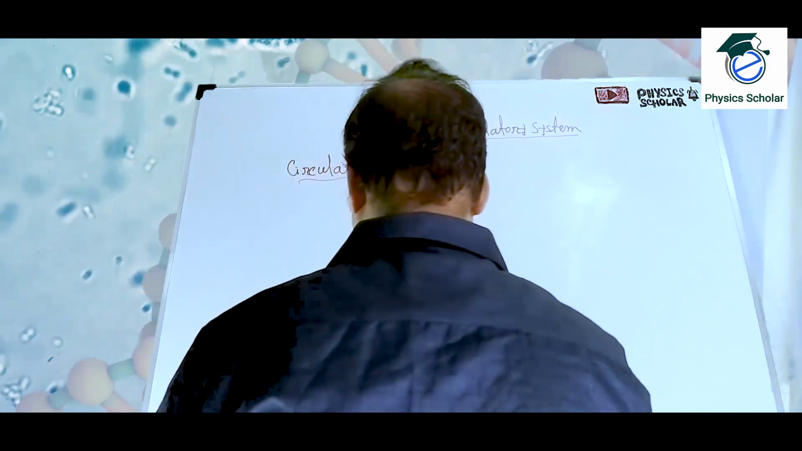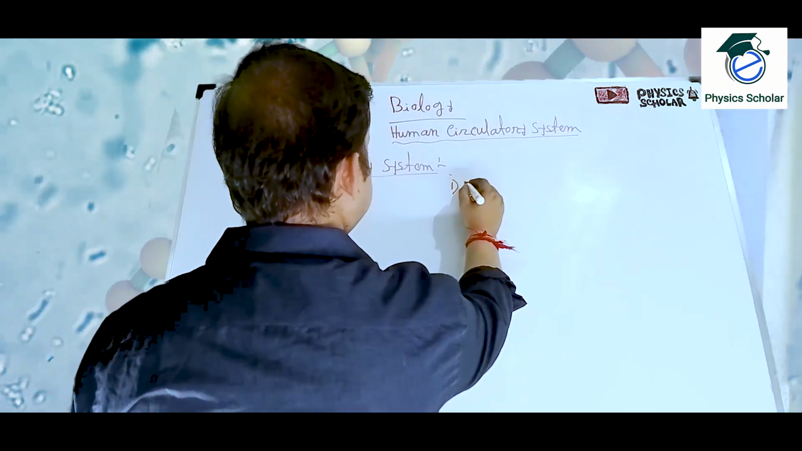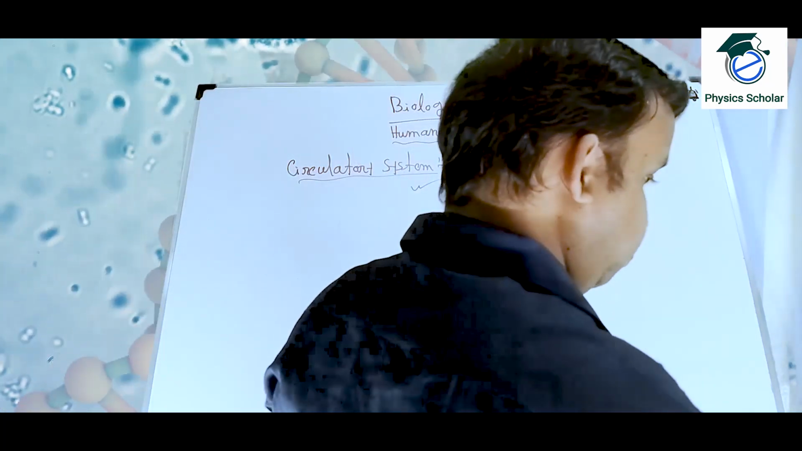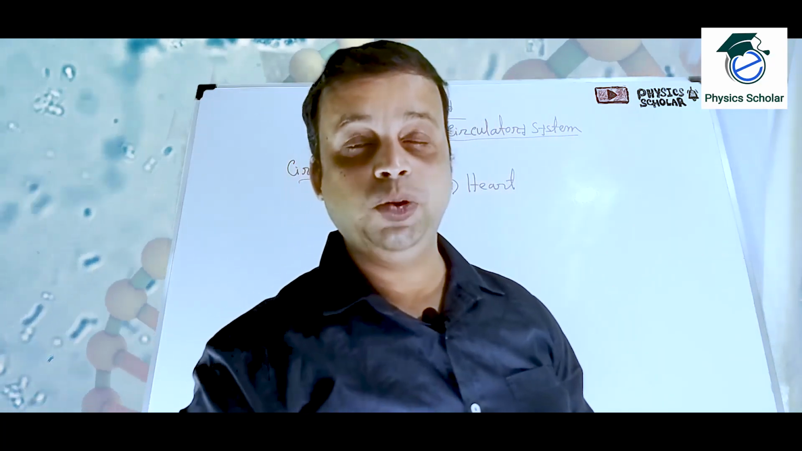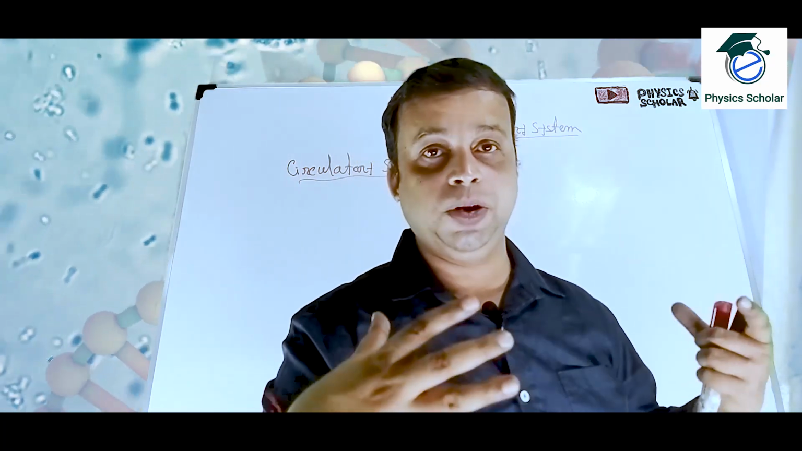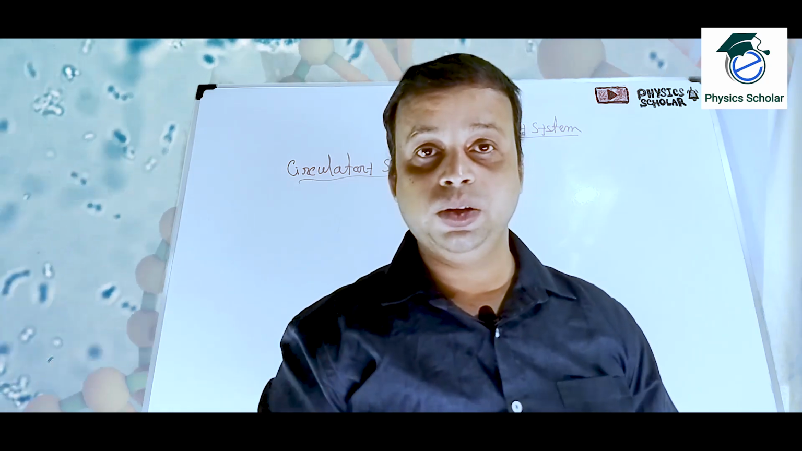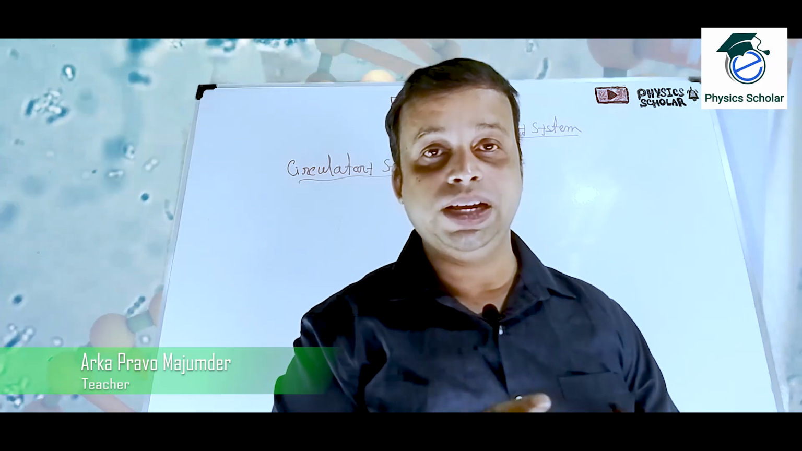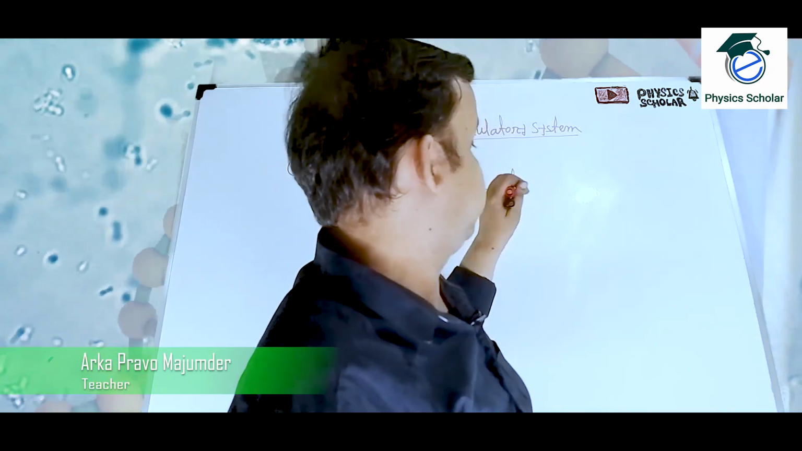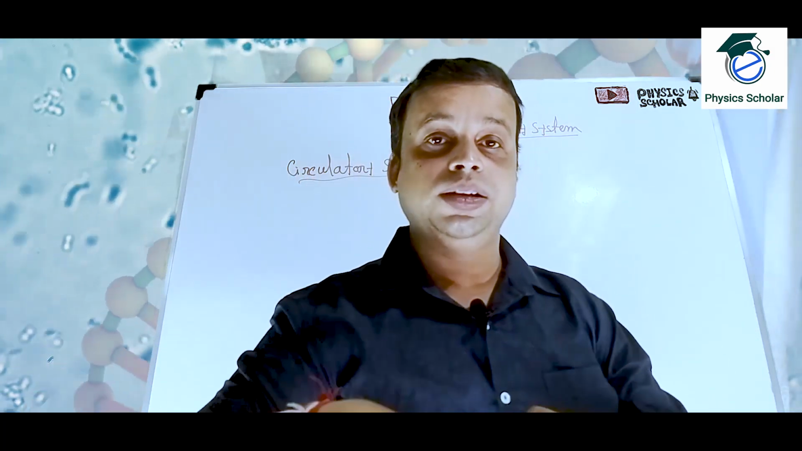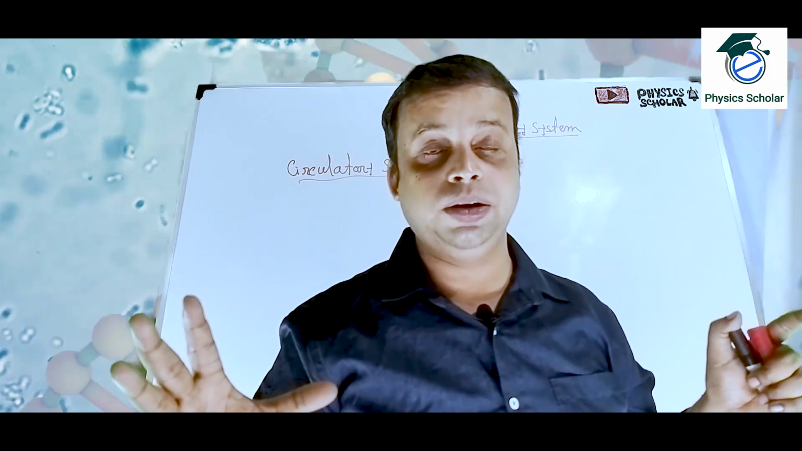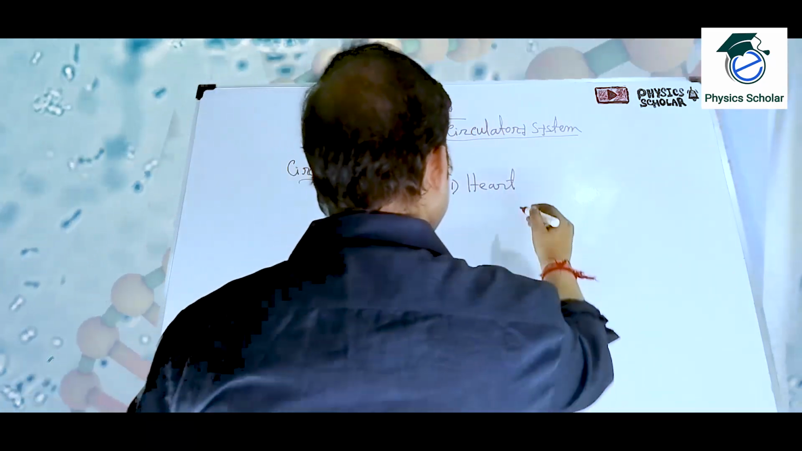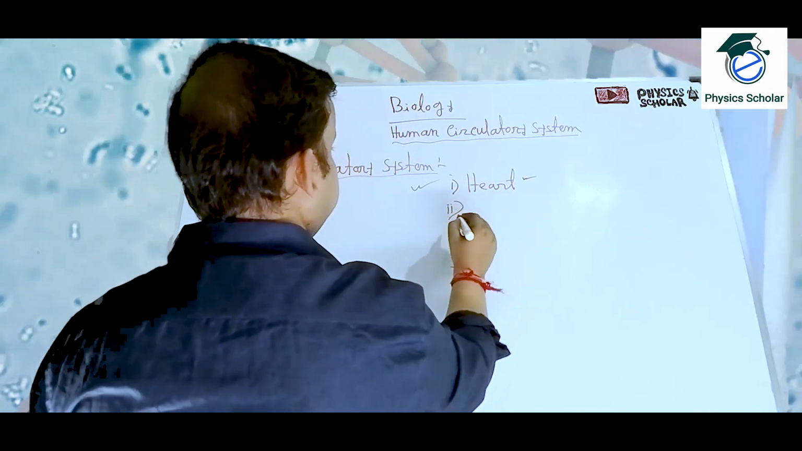So what are the parts of the circulatory system? The first one is the heart, because that is a pumping machine. If you want to take water from any pond or from underground, you have to use a motor. So the motor or pump system is the heart. It helps to circulate the blood through the blood vessels to all parts of our body. Clear? That is a very important part. We will come to know the details of it.